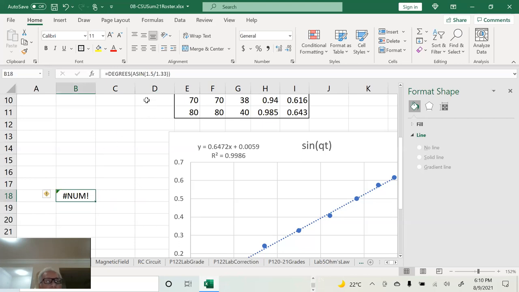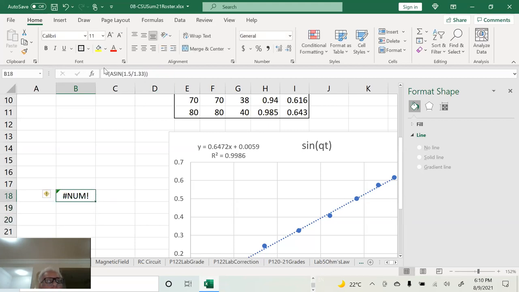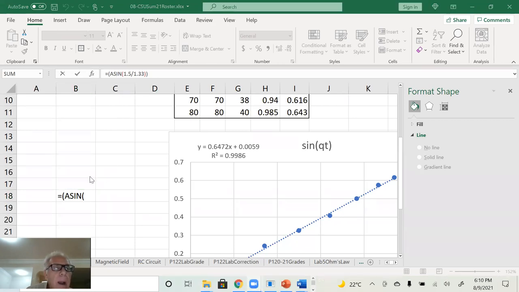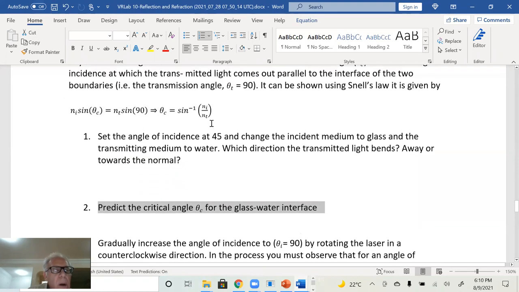Let's see what's going on. I believe it's arc sine. It's like I mistyped the function. No, I didn't. Okay, it doesn't look like it likes the division there inside. Oh, yeah. Oh, wait a minute. Wait a minute, wait a minute. He got it wrong, okay? He got the equation wrong.